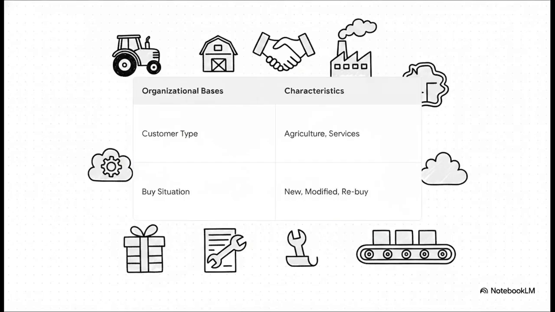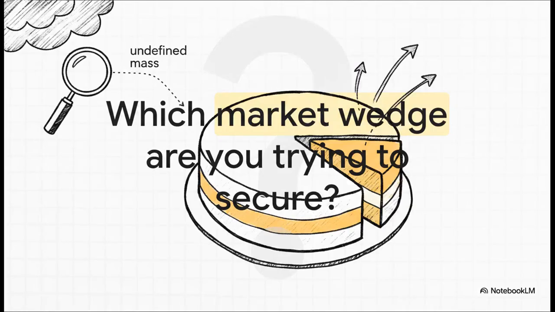Now, if you pivot to B2B, your segmentation bases completely change. You obviously can't segment a giant corporation by its lifestyle. Instead, you'd segment organizational markets by the type of customer industry. Are they in agriculture, manufacturing, or services? Or you might segment by the buying situation itself. Is this a brand new purchase for them, a modified buy where they're tweaking specs, or just an automated straight rebuy of standard items?